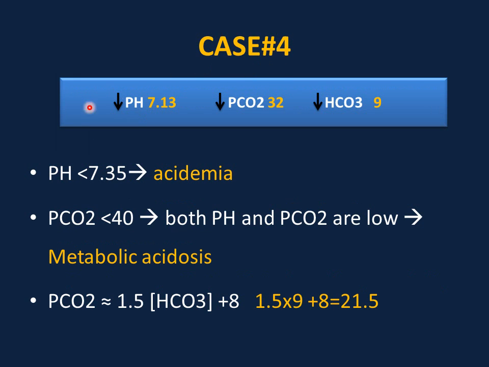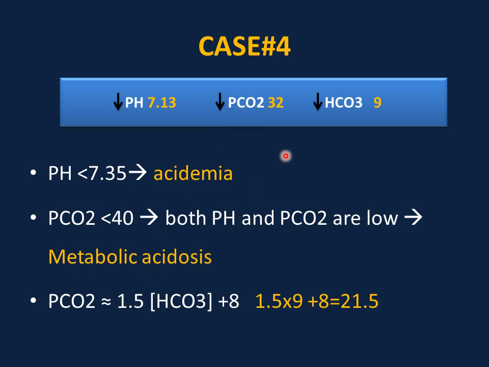Case number 4. The ABG here shows pH 7.13, the PCO2 is 32, and the bicarb is 9. Check the pH. The pH is low, 7.13, less than 7.35, is acidemia. And the PCO2 is low. This is a case of metabolic acidosis. Both of them are deranged in the same direction. Both of them are low. This is a metabolic acidosis.